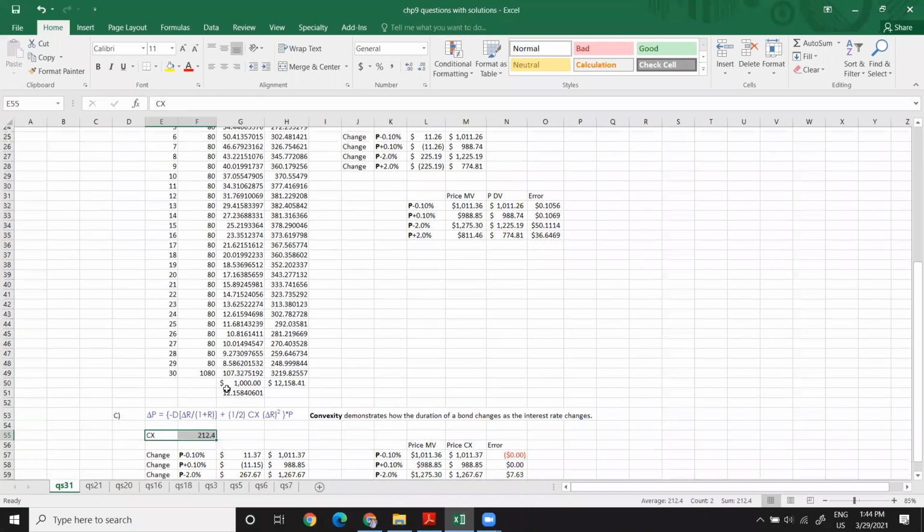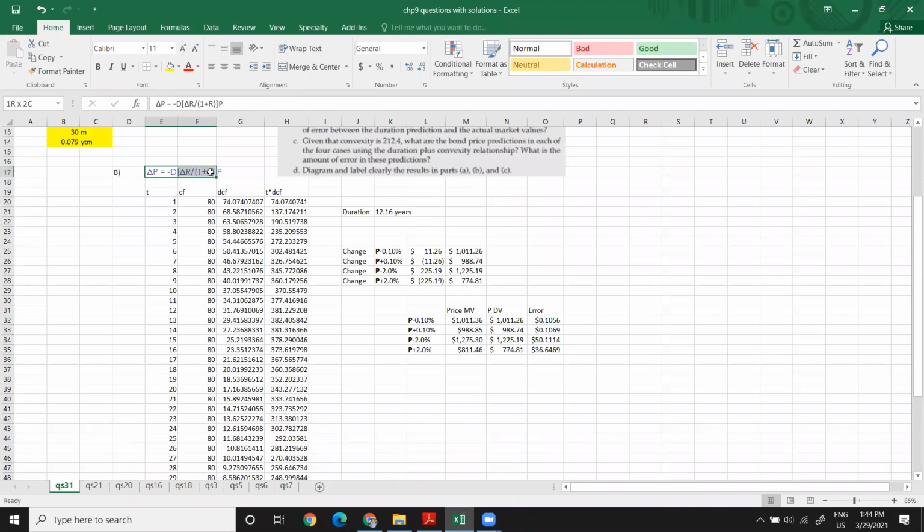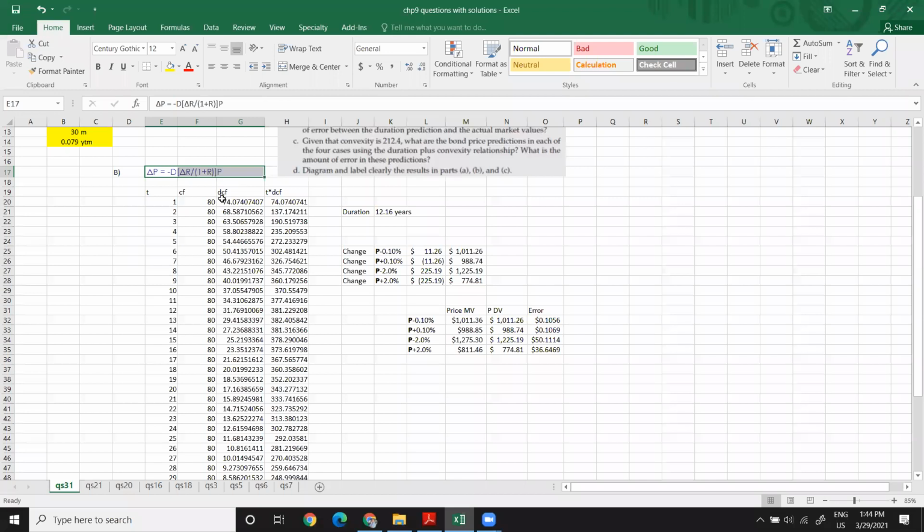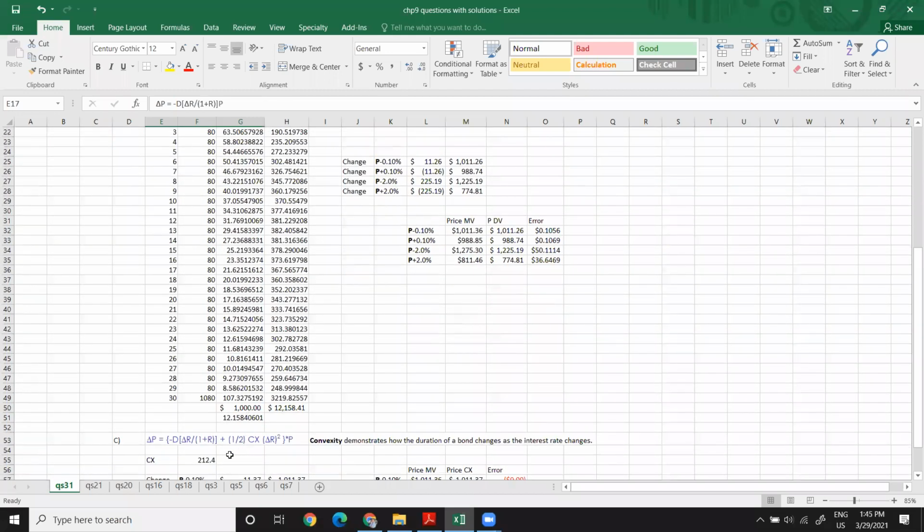So now we are just modifying this formula by adding the convexity. When you add the convexity, 1/2 and so on, when you modify it, we'll see how the estimation, the prediction, will deviate from the market value prediction.